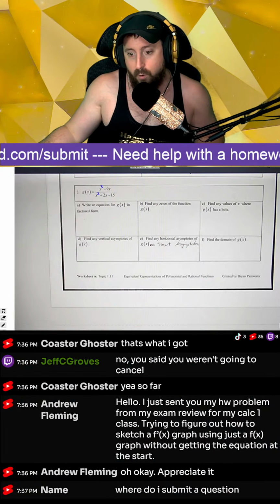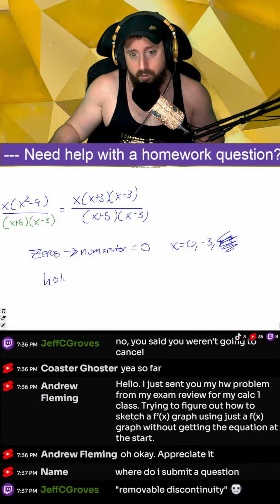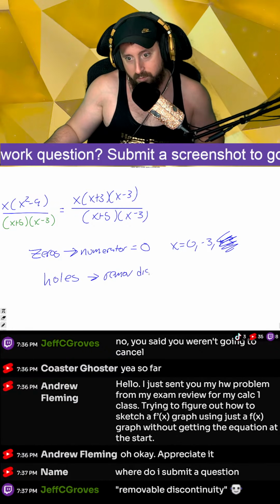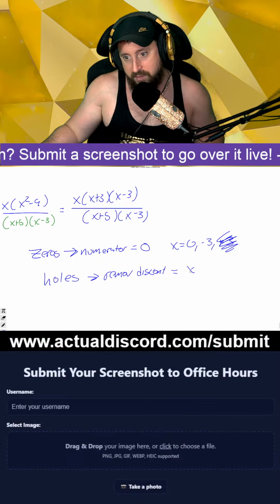Right. Okay, so where there are holes, the holes is also called a removable discontinuity. Yeah. That's the better way to call it. And that's at x equals 3.